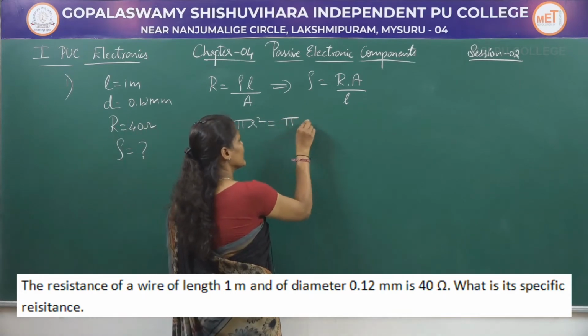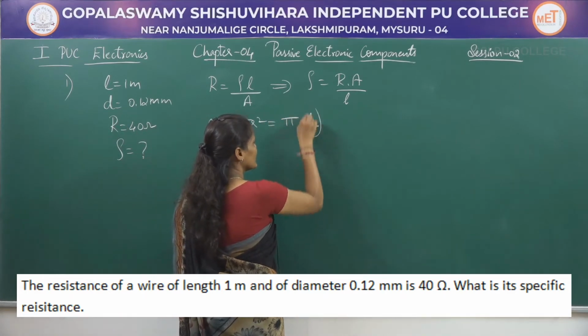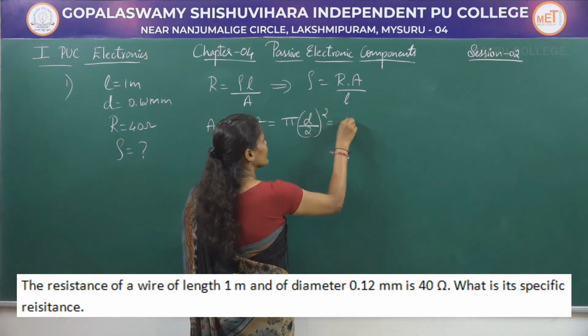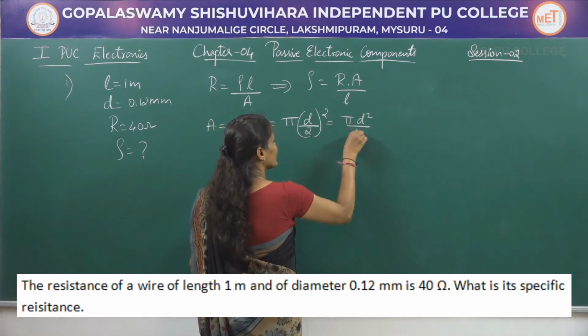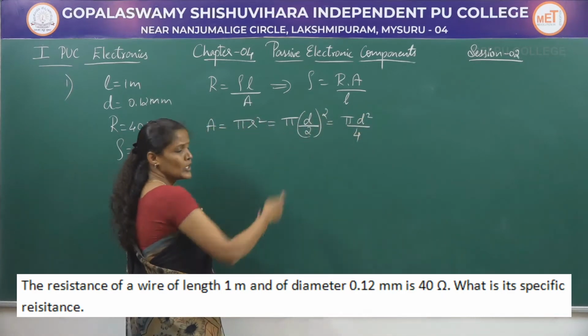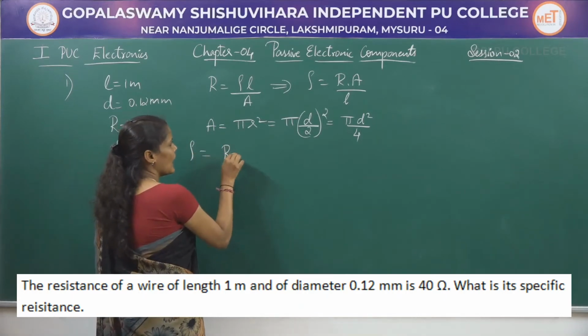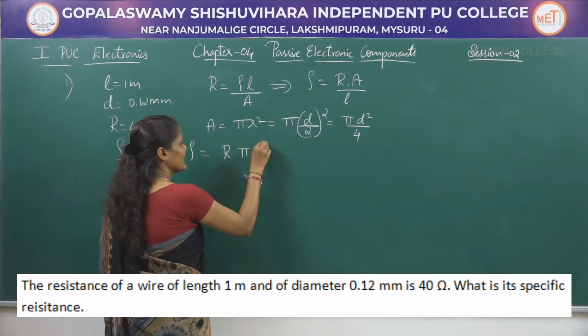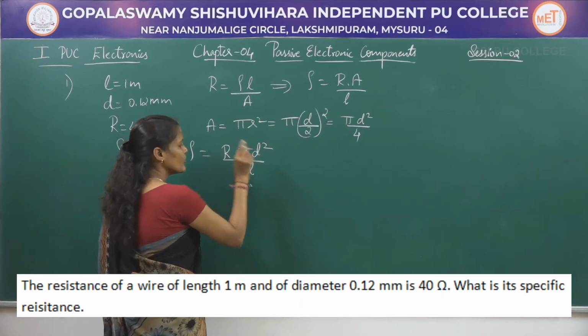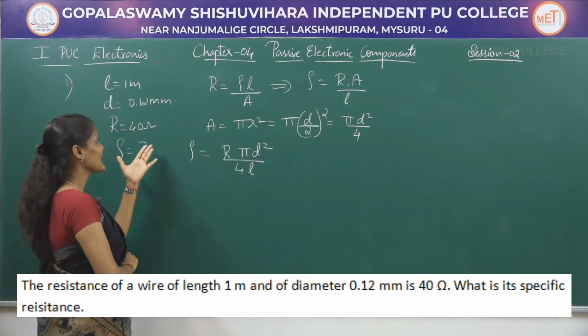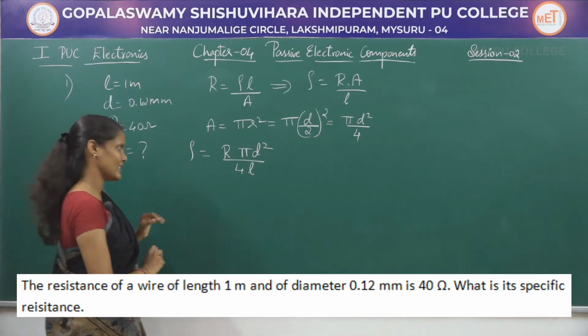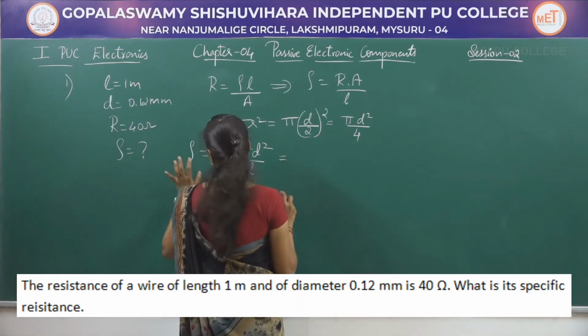So, pi into (d divided by 2) whole square, which is equal to pi d square divided by 4. D square, 2 square is equal to 4. So, rho is equal to R into pi d square divided by 4L. Like this I can easily calculate the specific resistance. Now let us substitute the values directly.